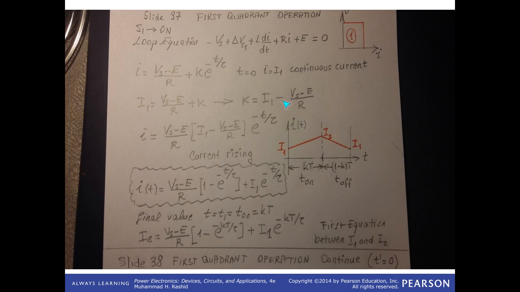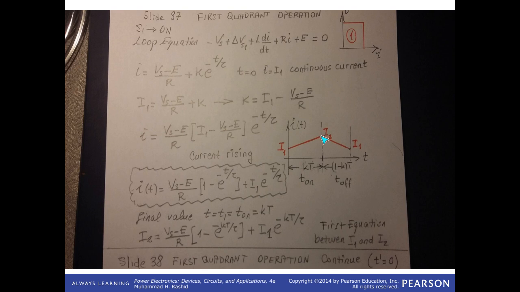K is equal I1 minus Vs minus E over R. So if you put it here, okay, I is equal Vs minus E bracket I1 minus Vs minus E over R. Therefore, the final equation would be I(t), time function actually, this one: I1, Vs minus E over R, 1 minus e to the power minus t over tau. What is tau here? L over R. Plus I1. So that is one equation.